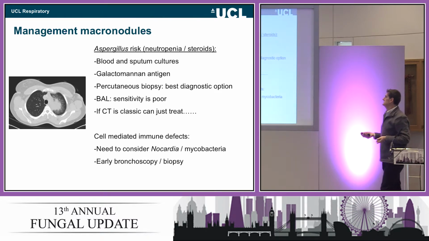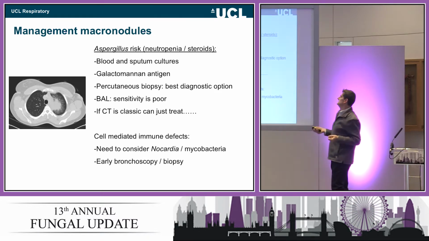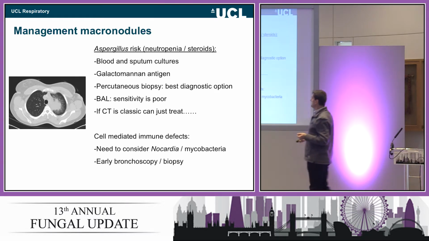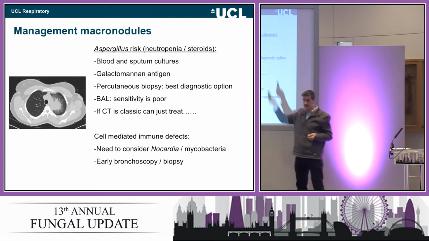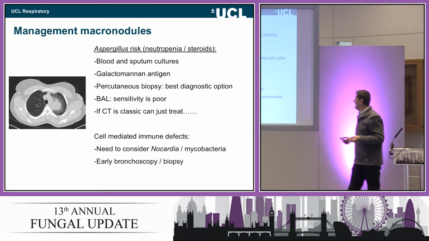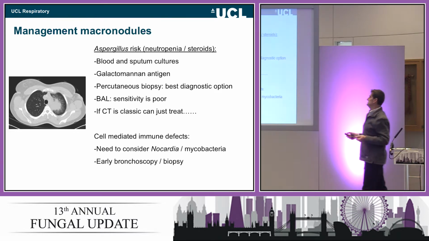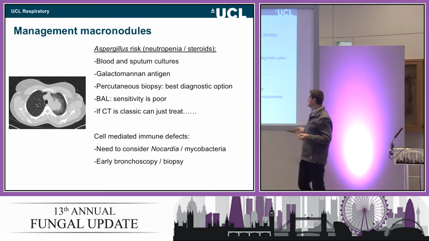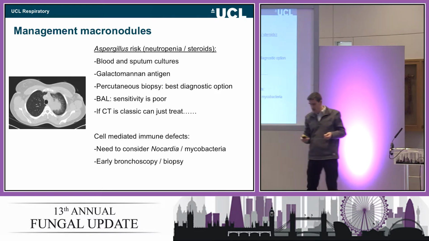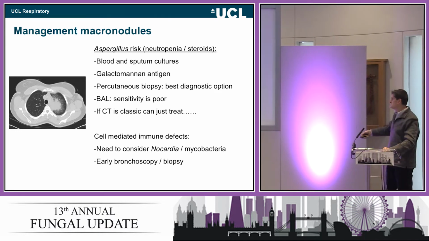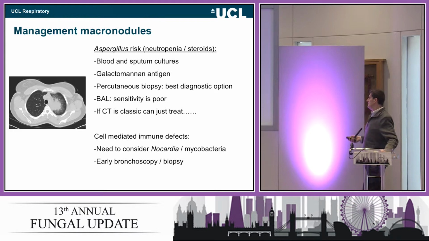Lavage is not terribly sensitive, and I don't know the benefit of galactomannan on culture, but culture itself is very poor. But often, if the CT is classic and the patient is not well enough to test, we will just treat. And the problem occurs if the patient isn't a classic risk patient. Then there are other causes of macronodules, such as Nocardia and mycobacteria, which might come into the equation, and I'll be much more keen to get a diagnostic test, bronchoscopy and/or a biopsy. A bronchoscopy, because you can see Nocardia and mycobacteria much better than you can Aspergillus for some reason.